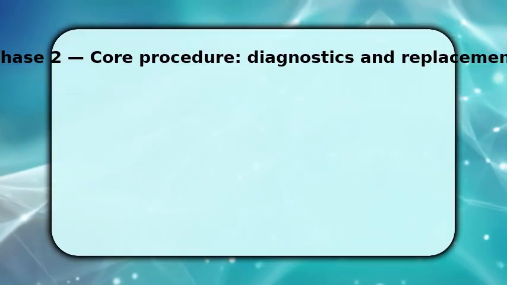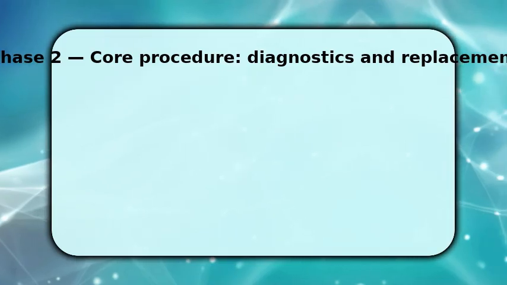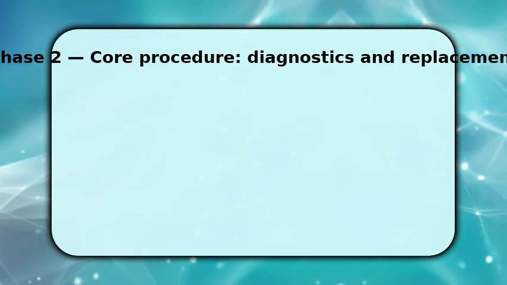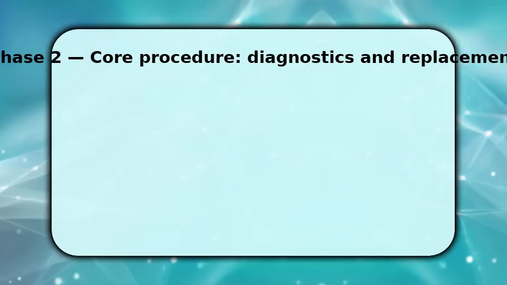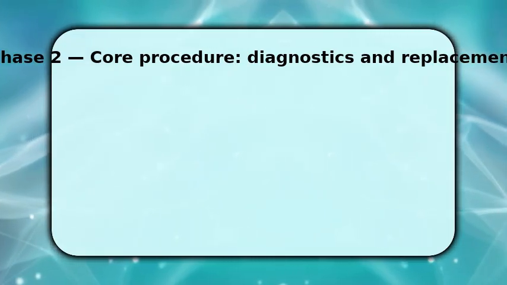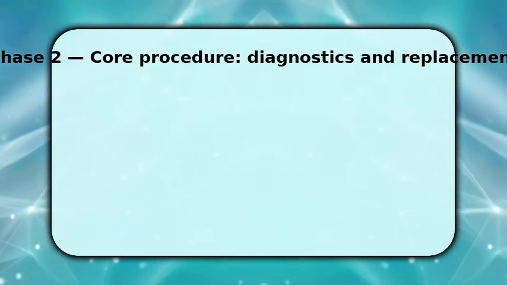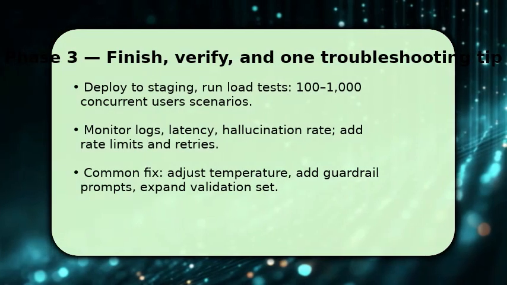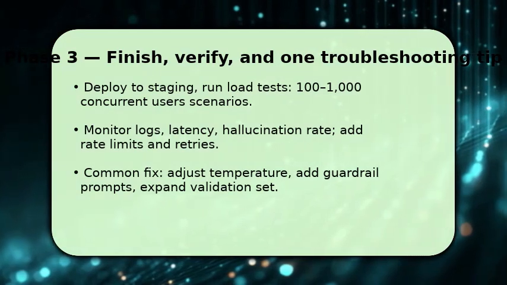Then integrate connectors, webhooks, calendar, and search behind a secure token store. Once these are in place, run end-to-end tests and observe failure modes to iterate quickly, improving prompts or training where needed. Finally, deploy to a staging environment and run load tests.